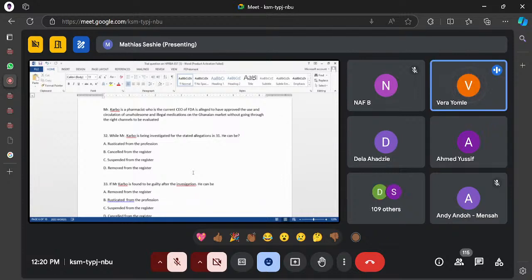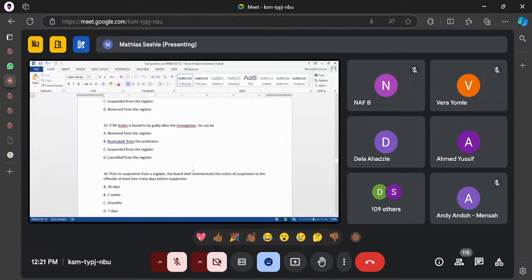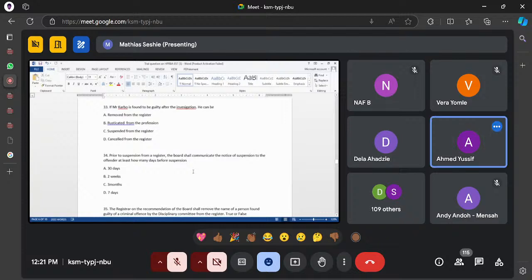Okay, number 33. If Mr. Cabo is found guilty of professional misconduct, he can be removed from the register, B. rusticated from the profession, C. suspended from the register, and D. cancelled from the register. I'm hearing A. Any other answer?